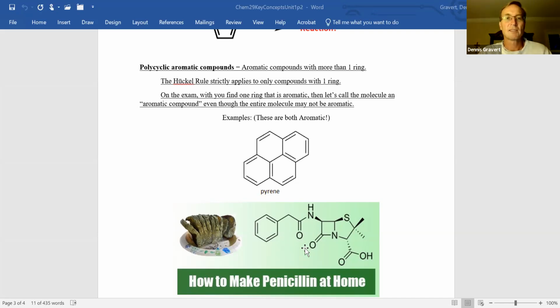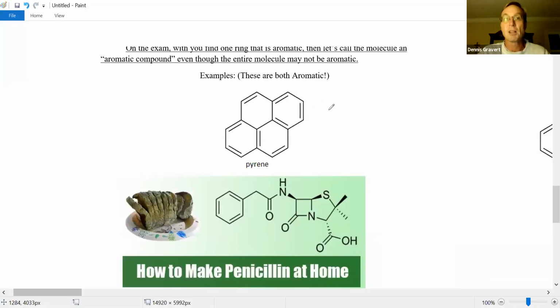Let's go back to here. Okay, so if you have this molecule on the exam and I ask, hey, is this molecule aromatic? If there's more than one ring, all you have to do is find one ring that satisfies the criteria. Is it cyclic? Is it planar? Is that one ring conjugated? And does that one ring have a Huckel number of pi electrons? Okay, and then you got to be creative, kind of open your horizons here.